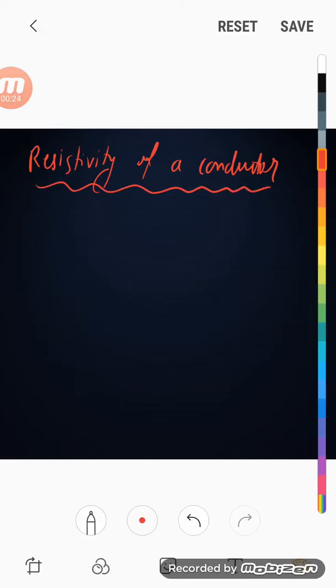Resistivity of a conductor. Okay, so we know what resistance is, right? Resistance of a conductor we know. In our earlier video we have covered that.